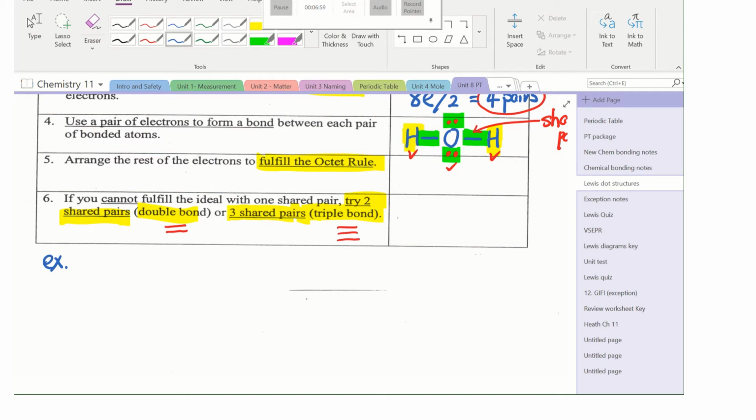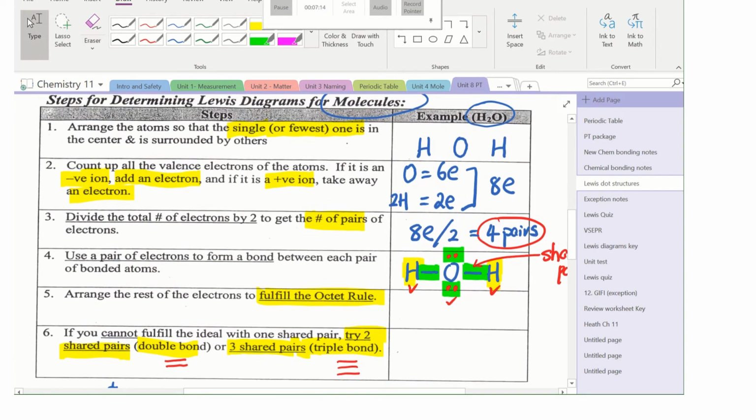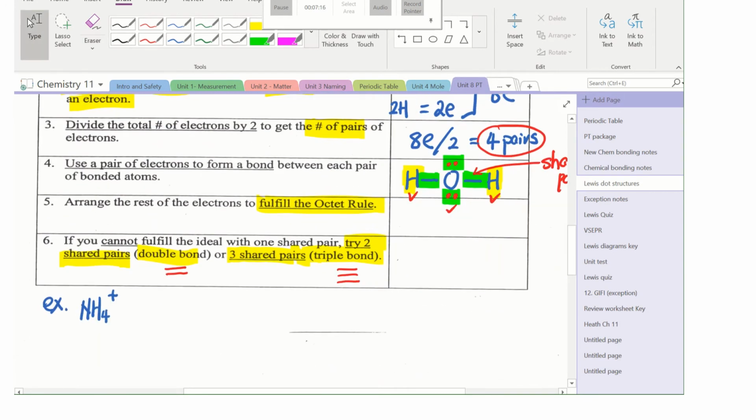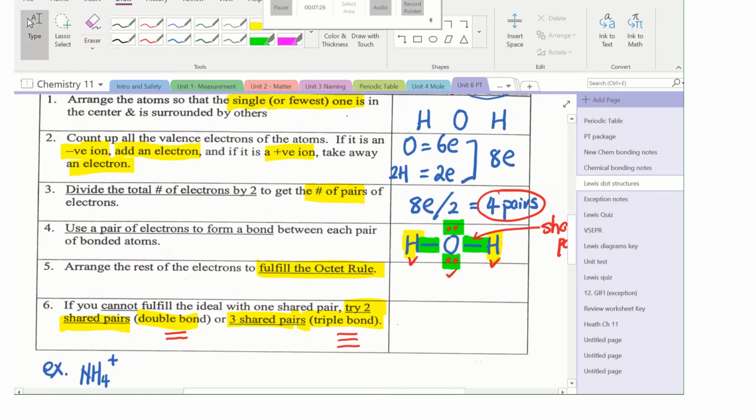So let's do a couple of examples just on the bottom of the handout. You can just write small. It won't take up too much space, I think. The first example here is NH4 positive 1. If you remember, this is the only positive polyatomic ion, ammonium. So we are going to go through all the steps here.